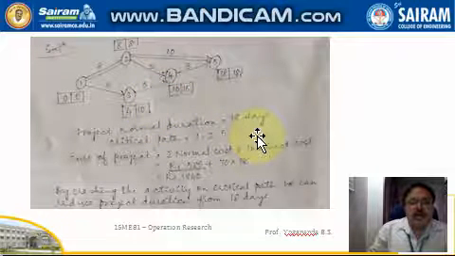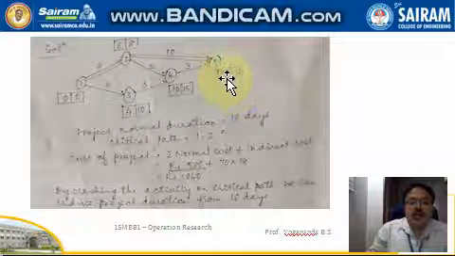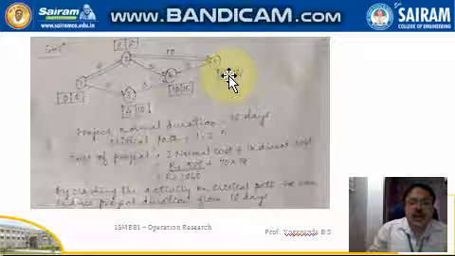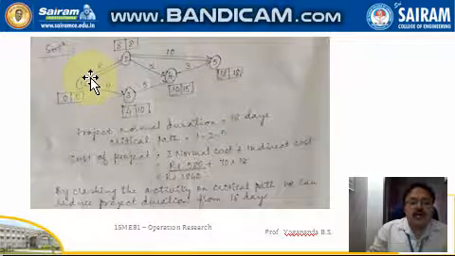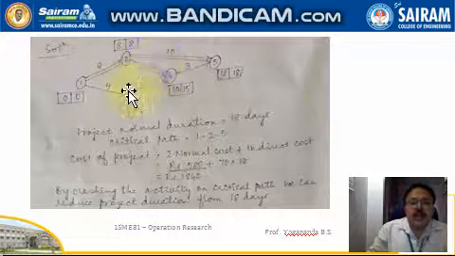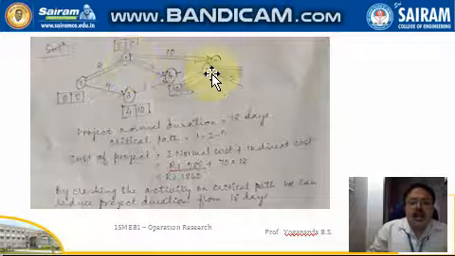So the project normal duration is estimated here as 18 days. The critical path, which is highlighted with double arrows, is 1 to 2 and 2 to 5.